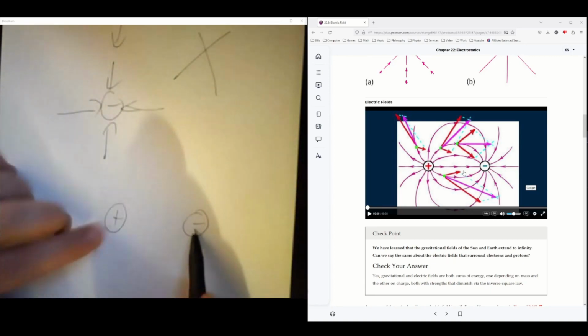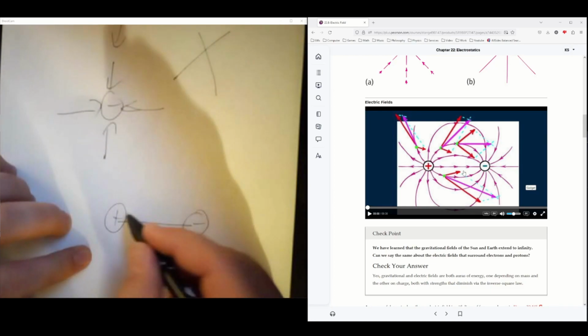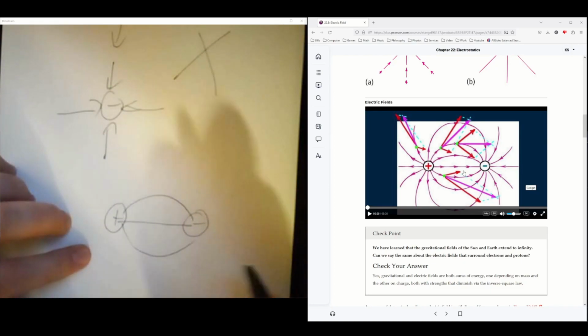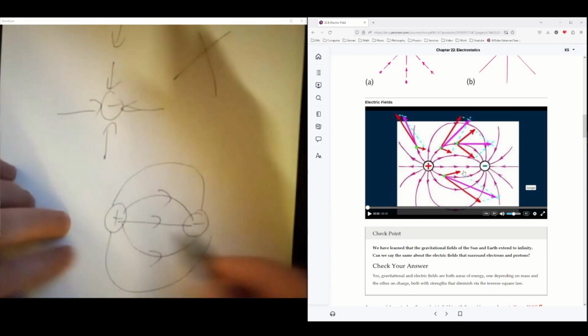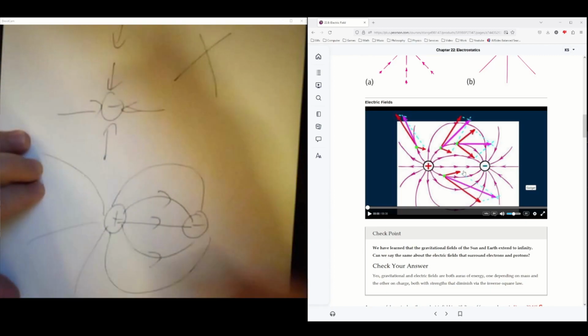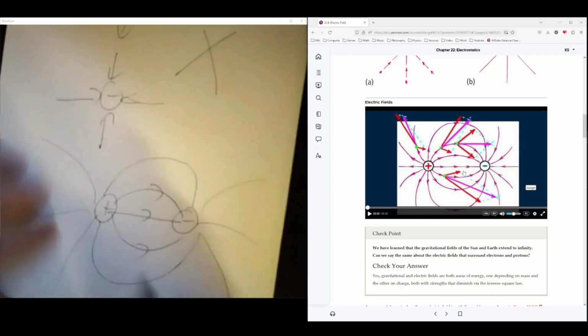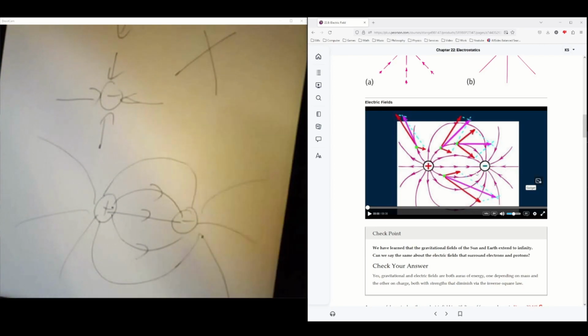And so what happens is these two field lines end up connecting like this, and that's the picture they're showing, that we get this field that looks like this when we have a positive and negative charge. That's this kind of video they're showing here.